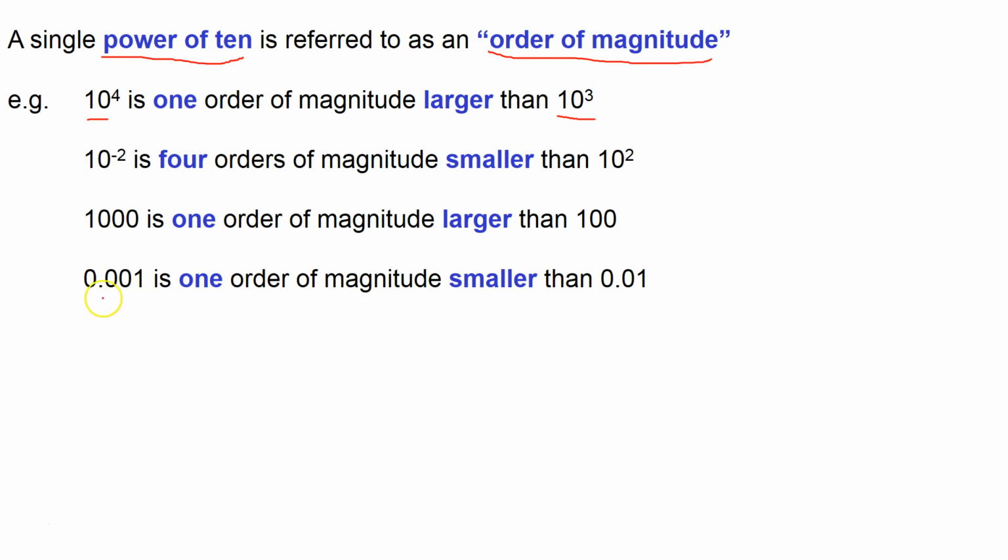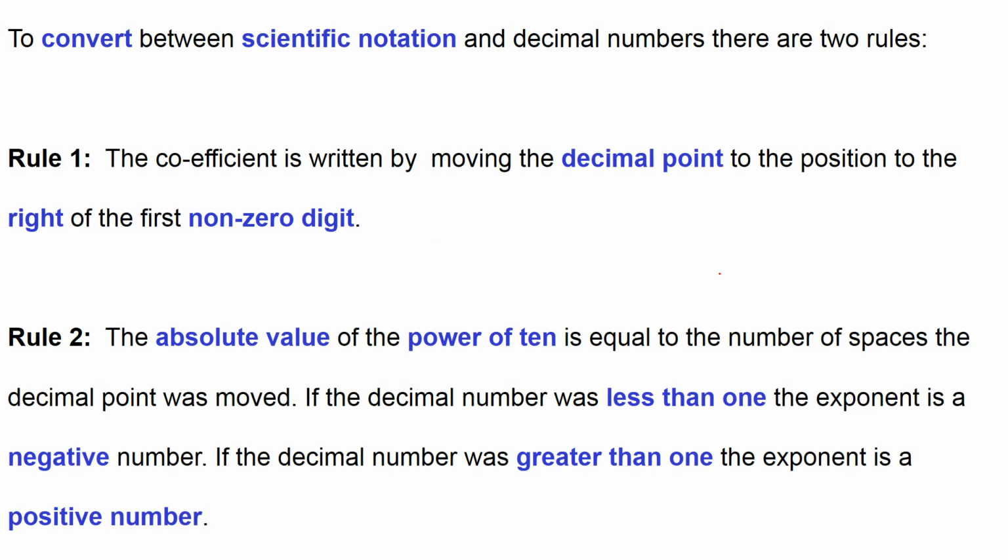So here we have an example, 0.001, or if we want, that would be 10 to the negative 3, is 1 order of magnitude smaller than 0.01, which is 10 to the negative 2. Little tricky there writing with the mouse. But if you think about this for a little while, you get used to that language.